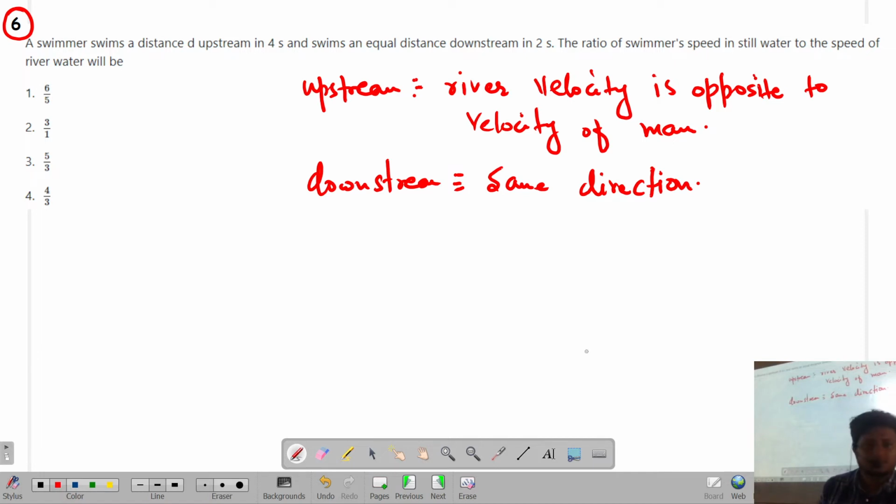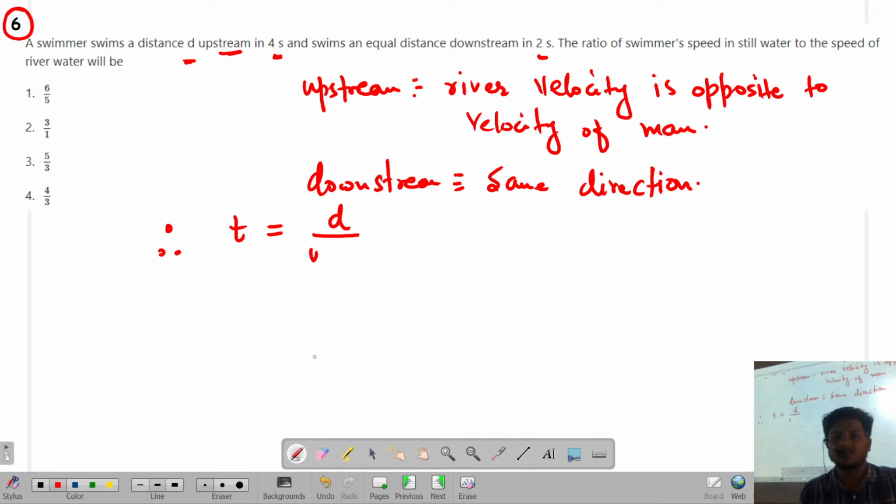Now look over here. The person travels an equal distance d upstream in 4 seconds and downstream in how many seconds? 2 seconds. So if the person is swimming in 4 seconds, the time will be distance d by upstream speed, v plus u or not? Tell me yes or no. Why? Because the river is flowing in the opposite direction. What will be the relative velocity between man and water?